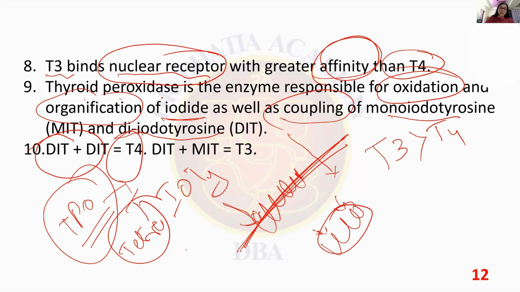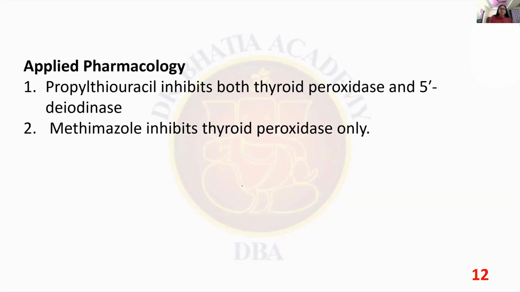Tetra-iodotyrosine is thyroxine, and DIT and MIT combine to form, here D is double, M is mono, so 2 plus 1, 3, triiodothyronine, that is the thyronine form. Okay. So this is the applied pharmacology: propylthiouracil inhibits both thyroid peroxidase and 5-deiodinase, whereas methimazole inhibits only thyroid peroxidase.